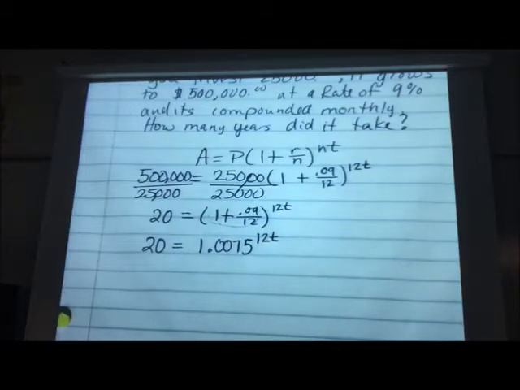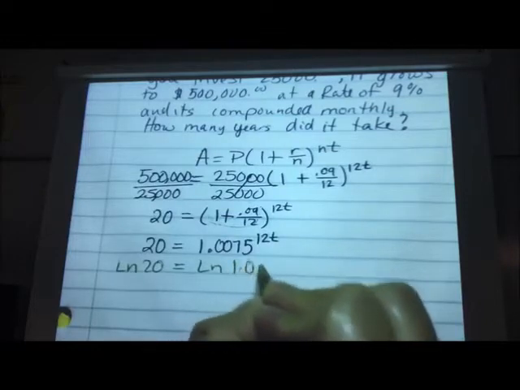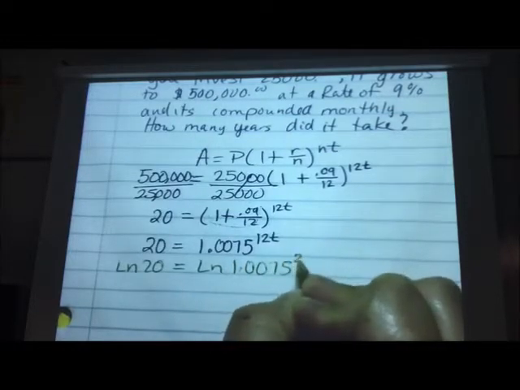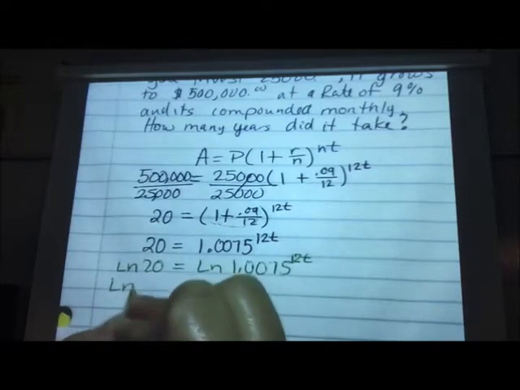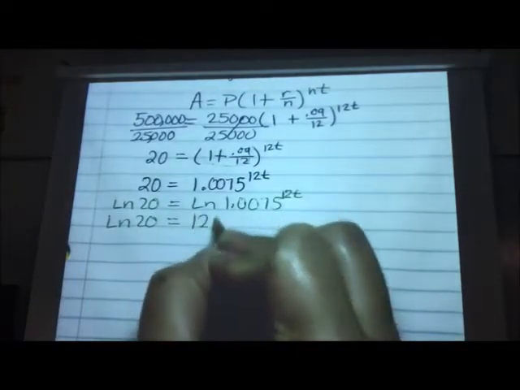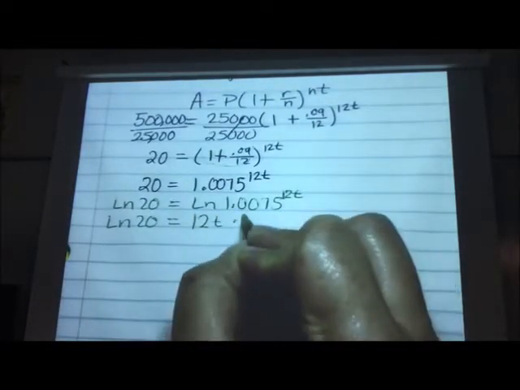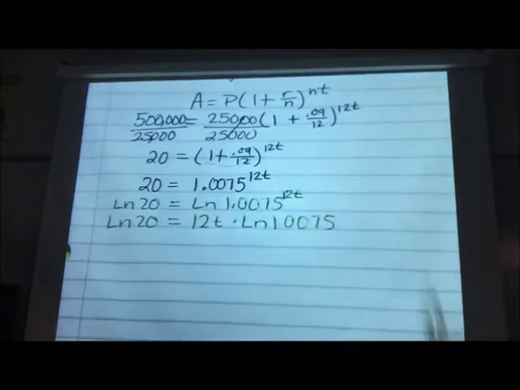Now, what can I put on both sides? ln. ln is correct. So I'm going to put ln of 20 equals ln of 1.0075 to the 12t. Then we learned, hey, if you have a power, where do you write it? In the front. So this is ln of 20 equals 12t times ln of 1.0075. Now, in order to solve for t, what should I do?